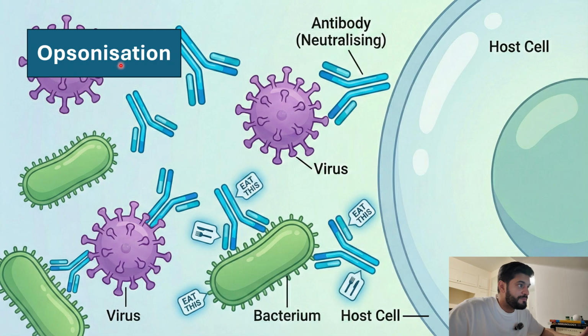Next is called opsonization. The second major function is opsonization. In this process, antibodies coat the surface of a pathogen. This coating acts like a tag, for example, a tag which tells our immune system that this is a pathogen and the immune system should eat it, or in other words, should engulf it.